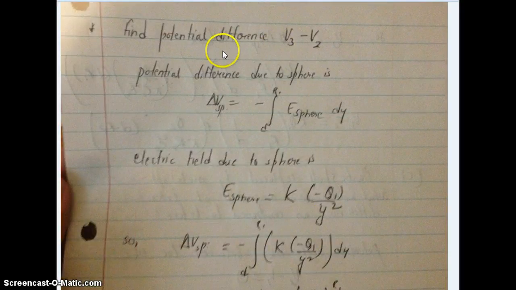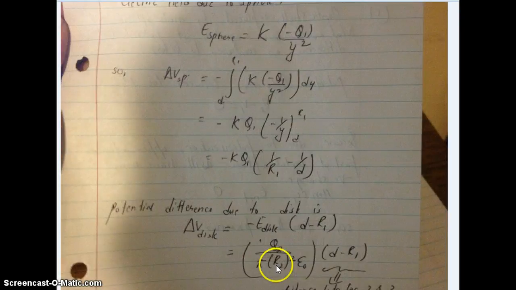For part B, it asks to find the potential difference V3 minus V2. The potential difference due to a sphere can be given by negative integral, taking the limit from R1 to d, of E sphere dy, and the electric field due to the sphere is E sphere equals k times negative Q1 over y squared. Putting this into the equation, we get V as this much, after simple calculation.